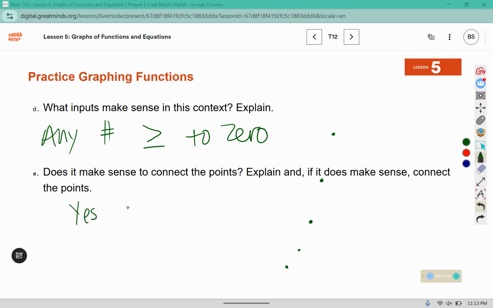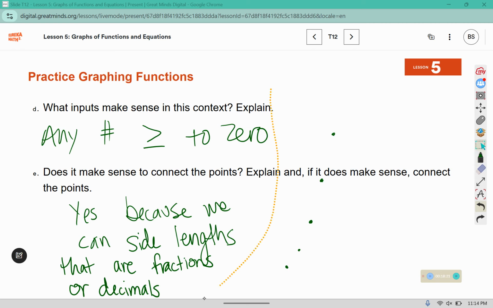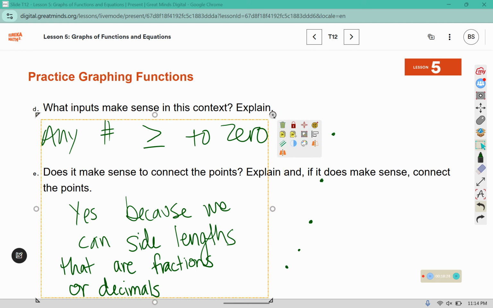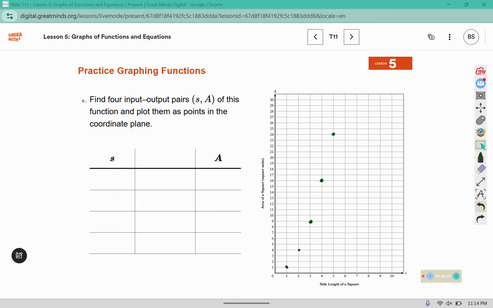Yes, it does make sense to connect them because we can have side lengths that are fractions or decimals between the points we already plotted. And since it does make sense, we're going to go back and connect them. This should form a curve.